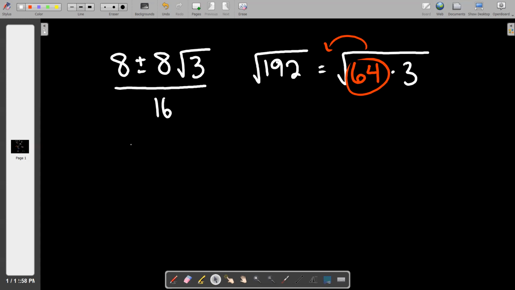And once you simplify your root, then it's time to do the Dorito. And what can all the Dorito numbers be divided by? They can all be divided by 8. Listen, quite frankly, they could all be divided by 2, but then you'd have to go again. Yes, they could all be divided by 4, but then you'd have to go again.